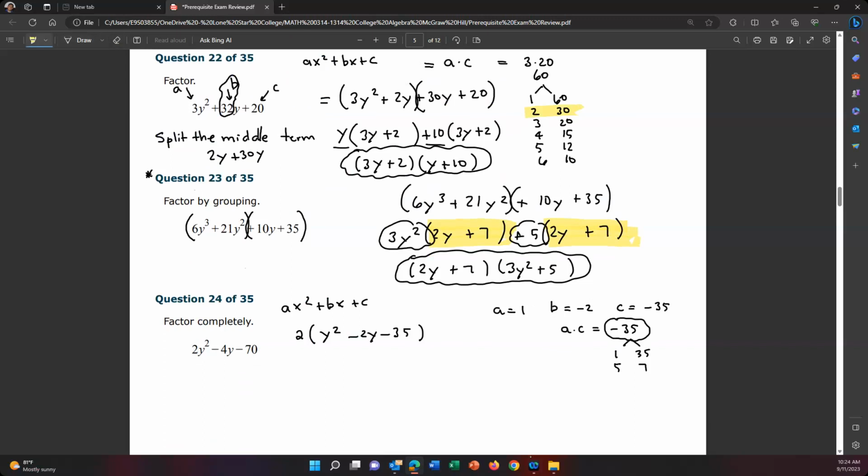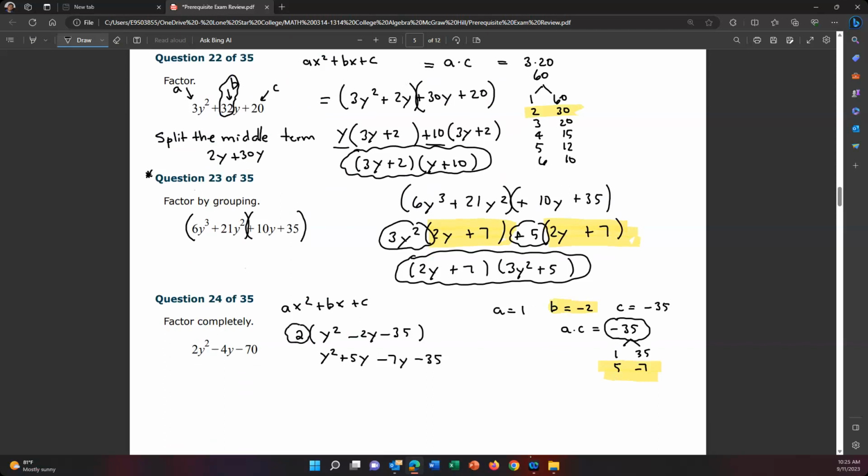But when we add them together, that must be equal to -2. And I'm sorry to tell you guys, but the only way to get a -2 is using these two numbers. How? The 7 must be negative. Okay, the 7 must be negative. So what does that mean? Well, I am going to rewrite this as y squared plus 5y minus 7y minus 35. I'm not going to forget about this guy. I just don't need it right now.